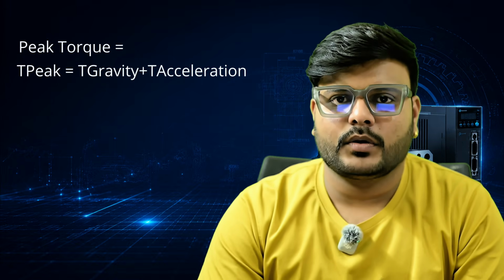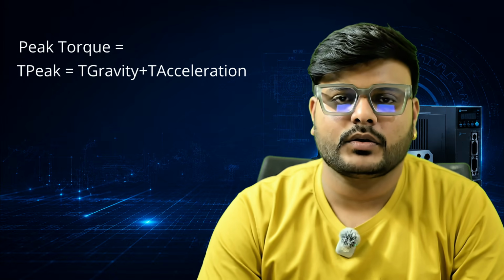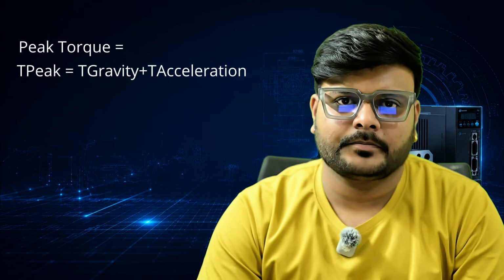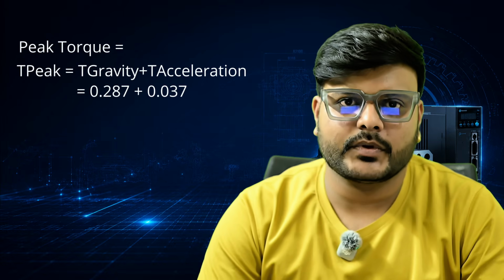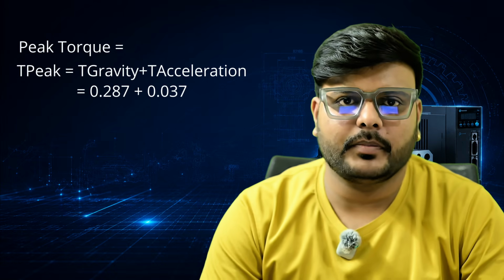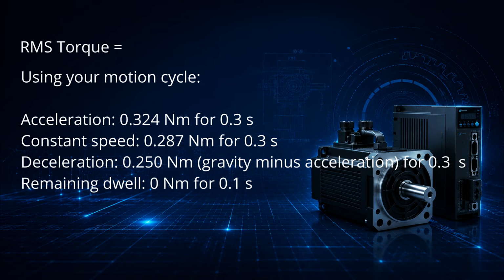After calculating acceleration torque, the next step is to calculate peak torque. To calculate peak torque, we know the formula: torque required to rotate the screw, or torque required to overcome the gravity, plus acceleration torque. So we have calculated the torque required to rotate the screw, which is 0.287 Newton meter. So we get a peak torque of 0.324 Newton meter.